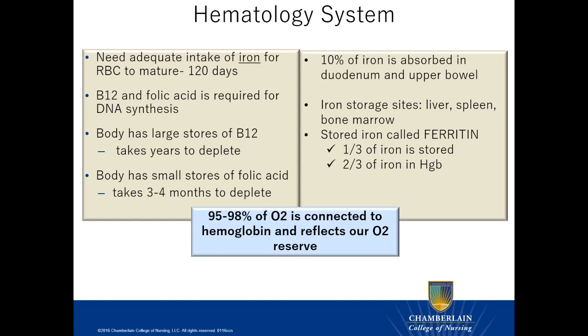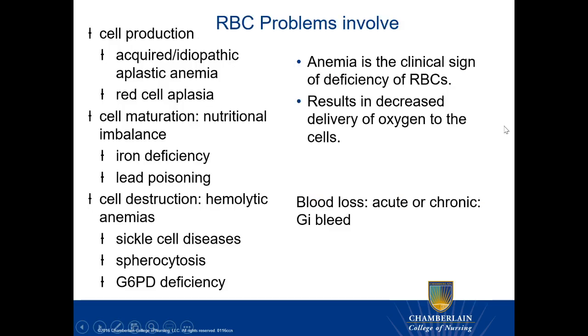So, red blood cell problems, what do they involve? They involve production, maturation, and destruction primarily. Production problems can be acquired or idiopathic. A lot of times this may include blood loss when production is not meeting the demand. It can be idiopathic, meaning us idiots don't know the pathology, as my pharmacology teacher always said.